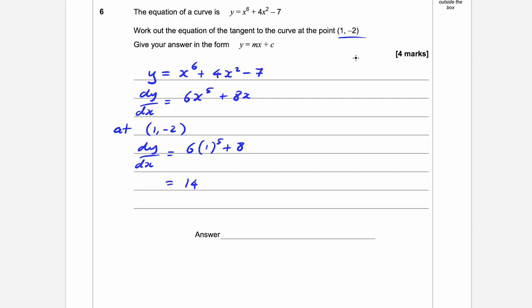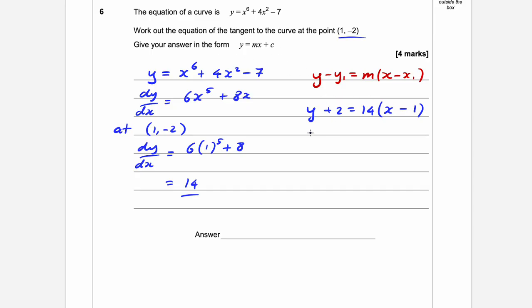Okay, so now I have my point, I have my gradient. I can use the formula. Let's use y minus y1 equals m into x minus x1. You can do y equals mx plus c if you want, guys. This is y minus y1, where y1 is negative 2, so it's going to be plus 2, equals m, 14, into x minus x1, which is 1.